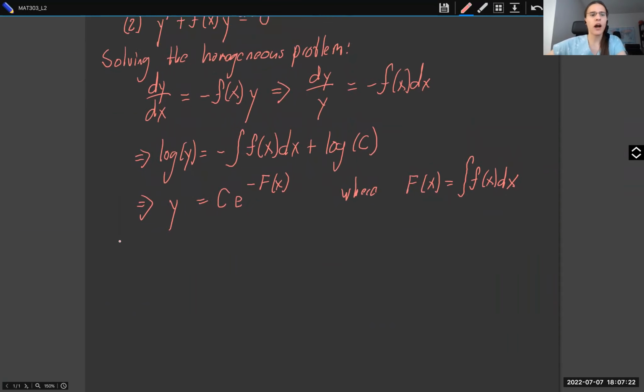Now, solving the general problem, there are going to be two methods for doing this. By the way, are there any questions about the solutions to the homogeneous problem? Because this is very important in what's going to come next. Okay, so there are going to be two methods. Method one is called the method of integrating factors.